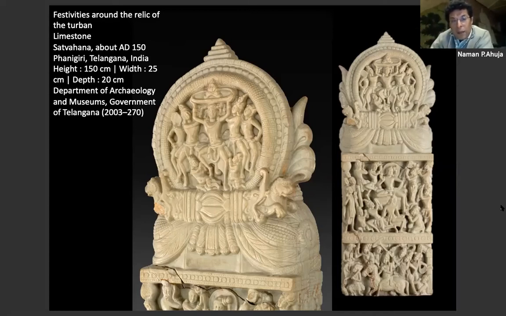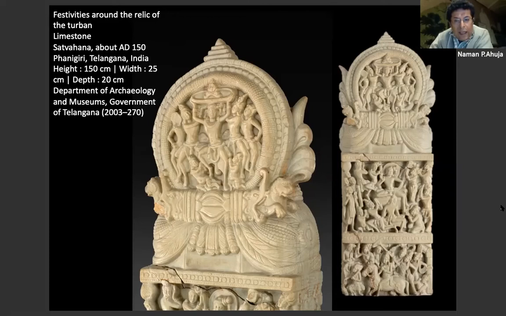It comes from a site called Phanigiri, which has only recently been excavated in Telangana, a site which is as important as any of the great Amaravati Nagarjunakonda style pieces of the second to third centuries AD. It tells a very poignant story, that of the young Prince Siddhartha before he became the Buddha, who in order to embark on his journey to become the Buddha, on his quest for enlightenment, had to take the first bold step of forsaking his material wealth and possessions.